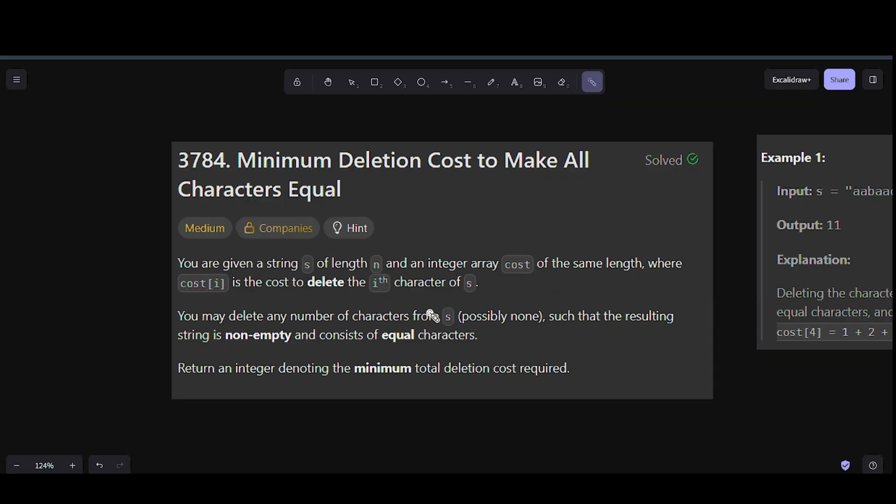We have to return the minimum deletion cost, but we have a condition. You may delete any number of characters from s, possibly none. So we can delete as many characters as we want, and if we don't want to delete any character, we can do that too, such that the resulting string is non-empty and consists of equal characters. Let's understand what they are saying by the example.